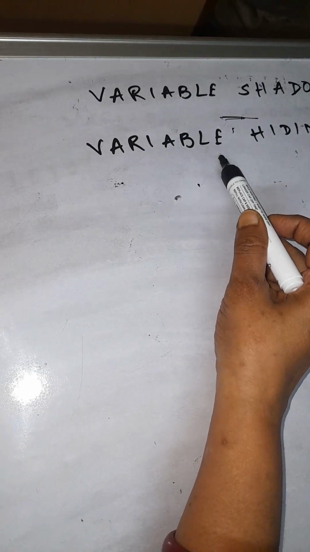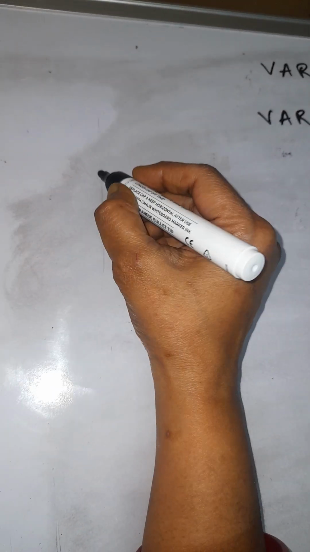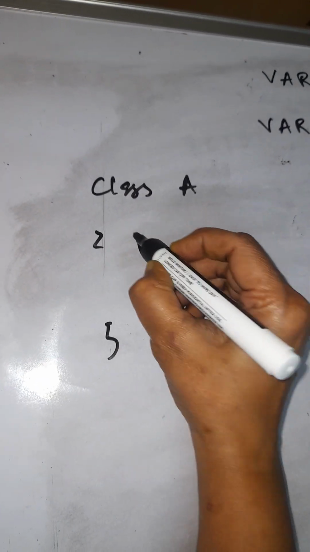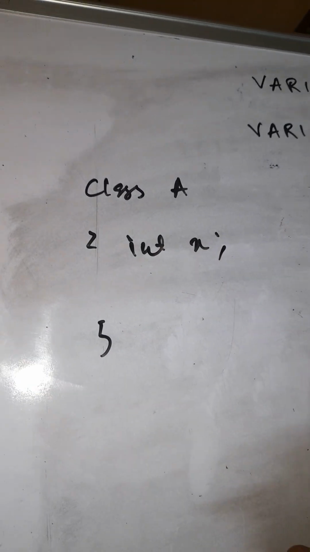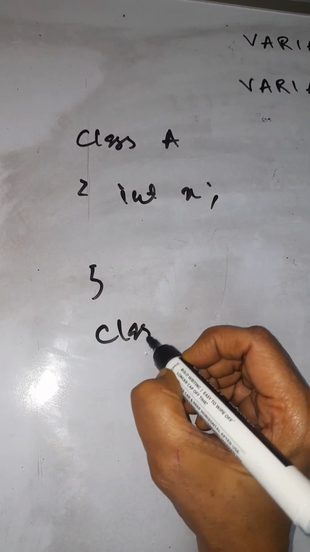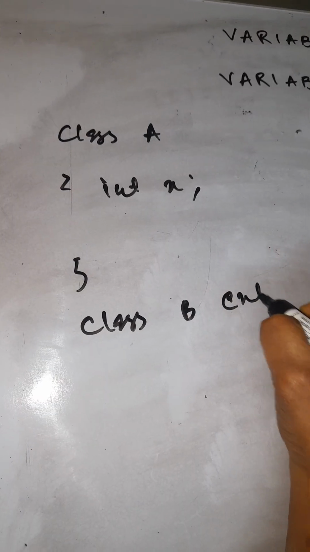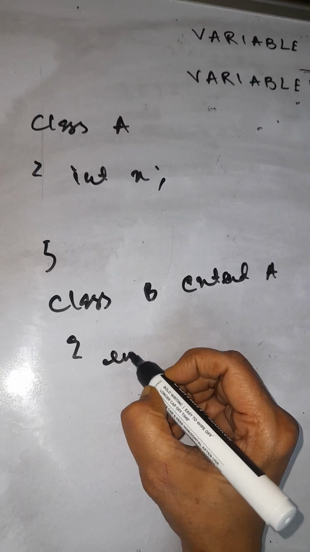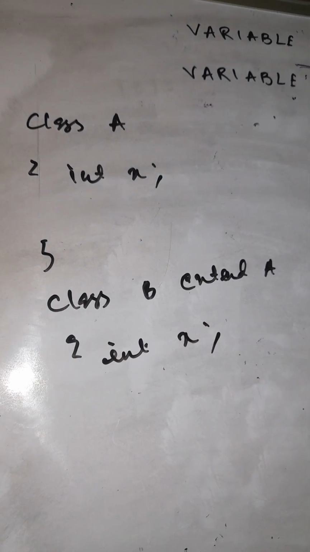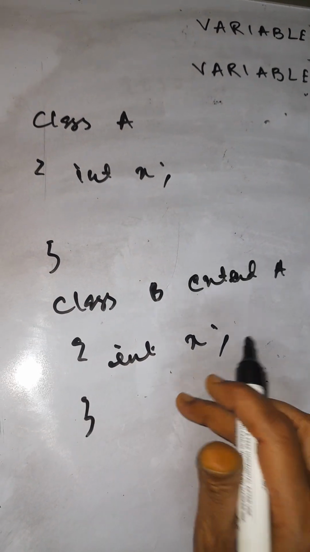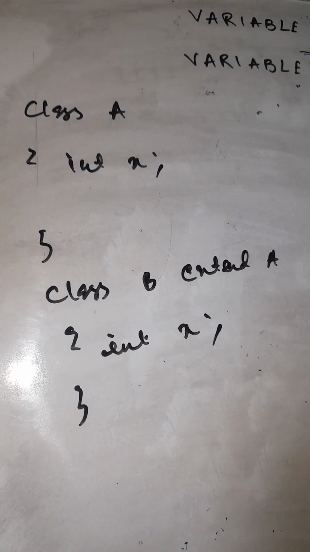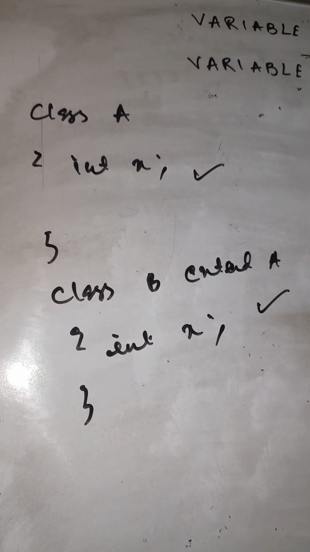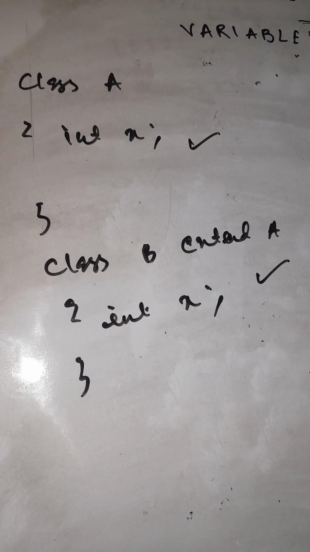Variable hiding is implemented within different classes. If I have one class, class A, and here I have one variable, integer x. Now maybe one more class that is derived from class A. So class B is now the derived class. If you have one more variable, also integer x, this one is variable hiding. If you have the same name in the base class variable and the child class variable, that concept is known as variable hiding.